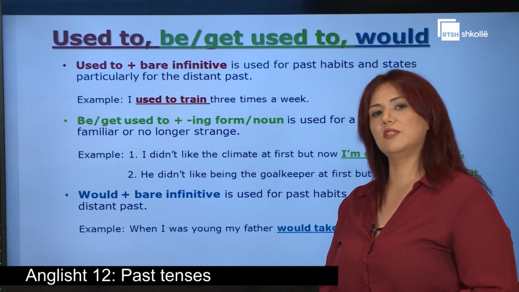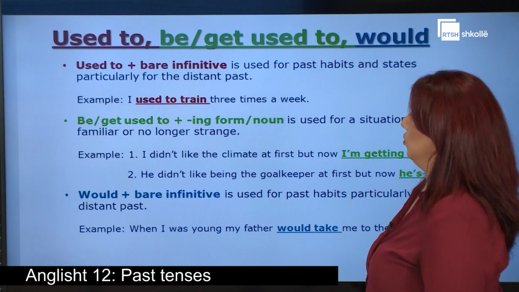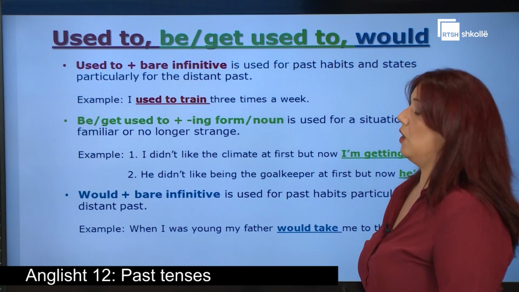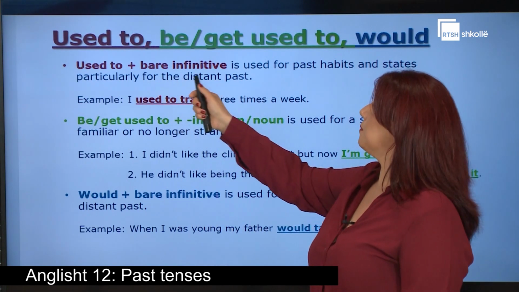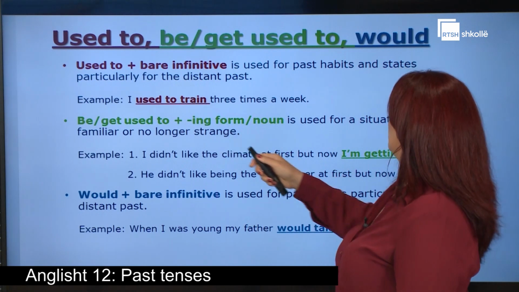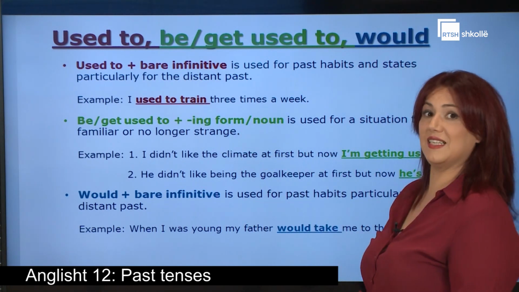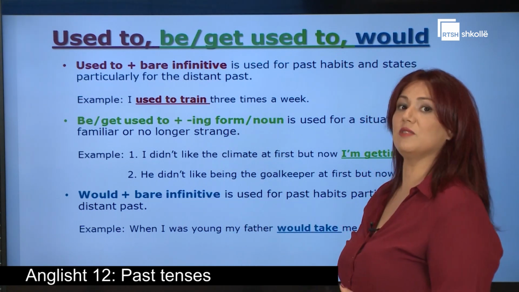We're going to deal also with some other structures of the past, and they are used to, be or get used to, and would. Now, the first one is the grammatical structure used to plus the bare infinitive, which is used to express past habits or states, particularly for the distant past. For example, I used to train 3 times a week.